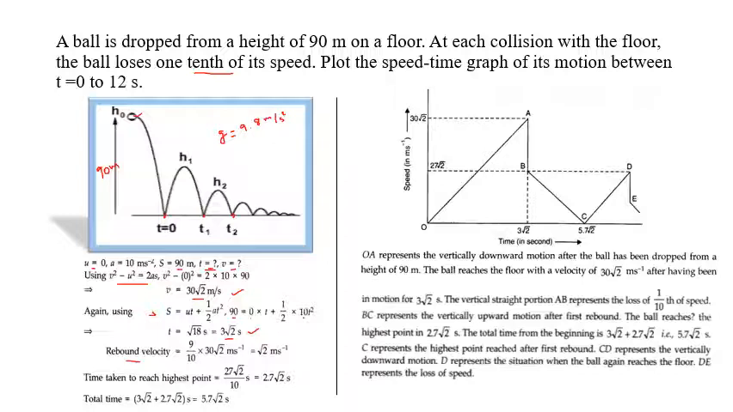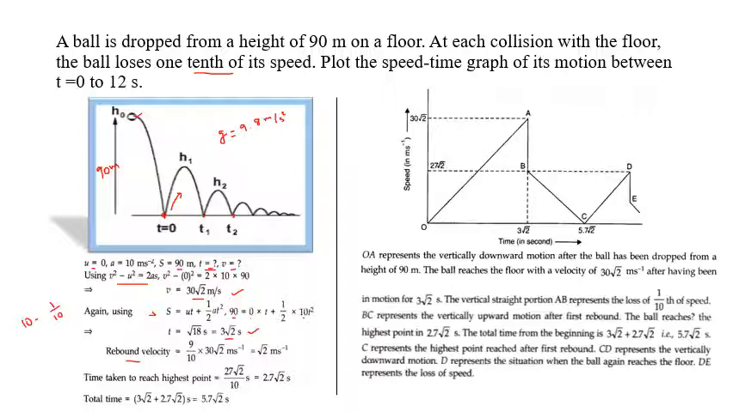Then we should find the rebound velocity. After striking the ground, it will lose 1/10 of the speed as per the question, so it is rebounding to some particular height. So what is that rebound velocity? 9 by 10. It loses 1/10 of its speed, so I'll write here, 1/10 of the speed. What will be the remaining? 9 by 10, isn't it? So 9 by 10 into 30 root 2.